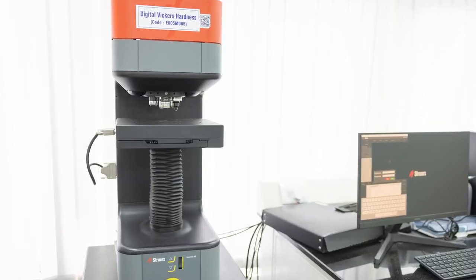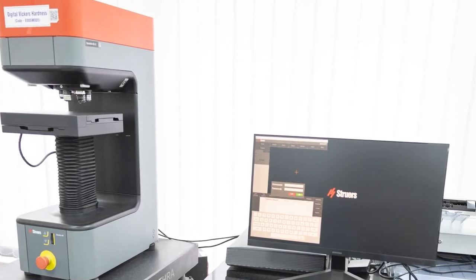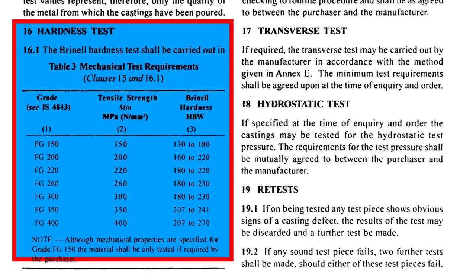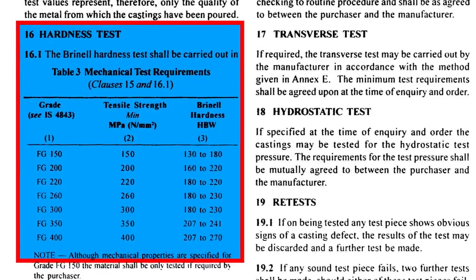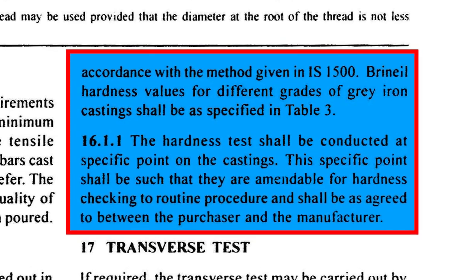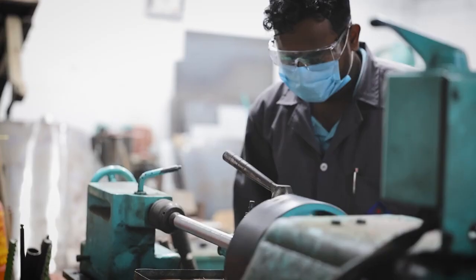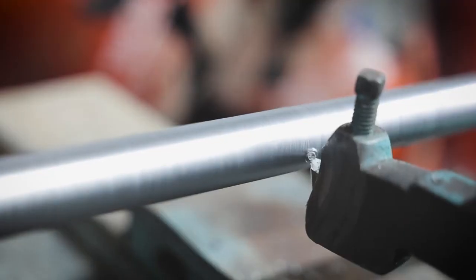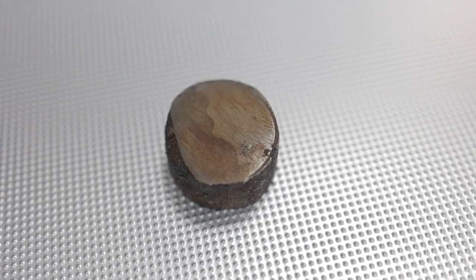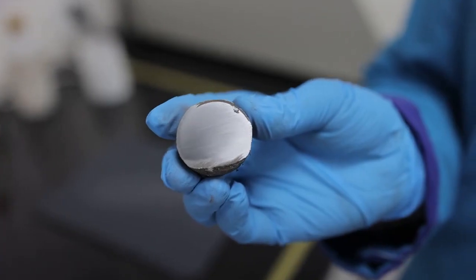Hardness. The hardness test evaluates a material's resistance to wear, which is essential for quality control. This test ensures that materials meet industry standards and are suitable for specific applications. To conduct a hardness test, begin by cutting a flat sample from the cast iron block. Polish the sample to remove any machining marks.